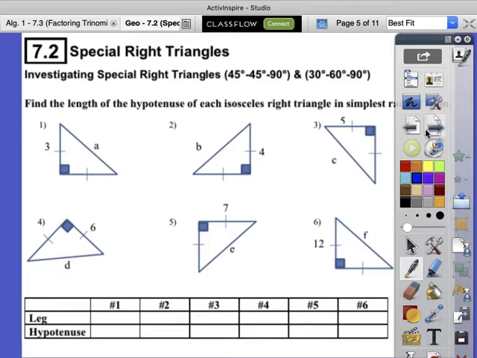7.2. If you look over here, on geometry. Second day of March, our first school day of March, guys. We're getting close to spring break. We're almost there. Spring break is 2 weeks from now.